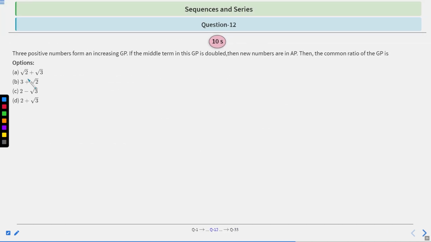Question number 12. Three positive numbers form an increasing GP. If the middle term in this GP is doubled, the new numbers are in AP, then the common ratio of the GP is. Let's move to the solution after 10 seconds.